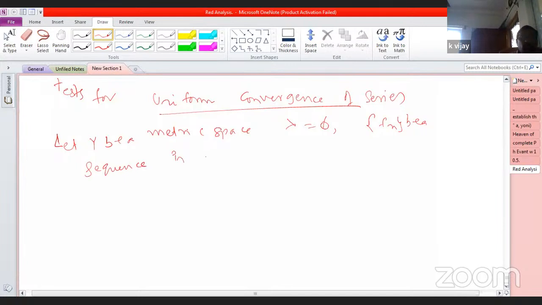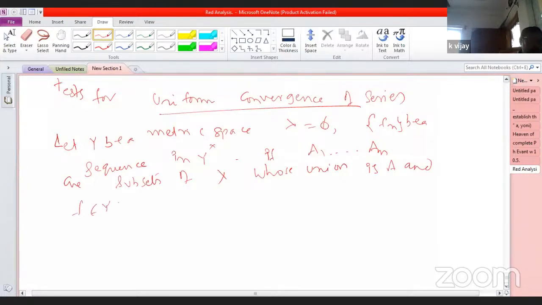in Y power X. If A1, A2 and so on Am are subsets of X whose union is A, and f belongs to Y power A. Therefore f_n tends to f uniformly on A_r for 1 less than or equal to r less than or equal to m, then f_n tends to f uniformly on A. So this is the statement.